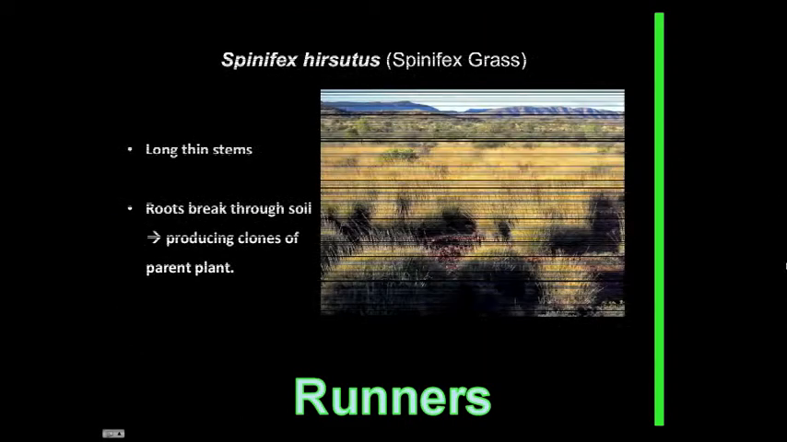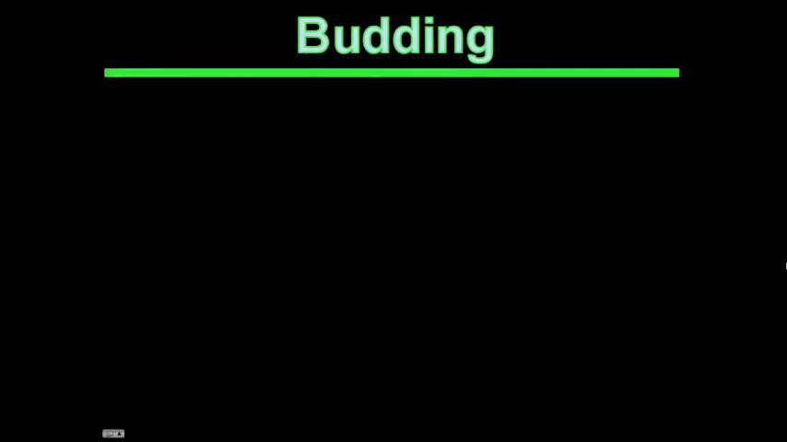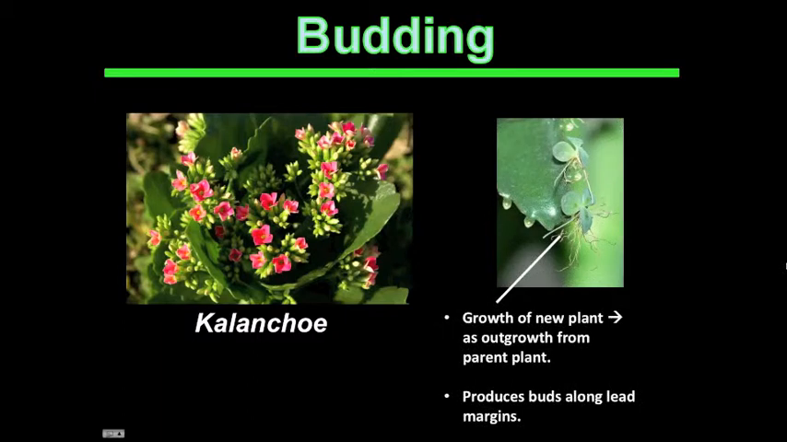These long, thin stems produce new leaves and roots at the nodes of the parent plants and break through the soil to produce clones. A less common form of asexual reproduction is budding, which involves the growth of a new plant as an outgrowth from the parent plant. The kalanchoe is one such example, which produces buds along leaf margins. These can break off and form new plants, later developing into full adult size.